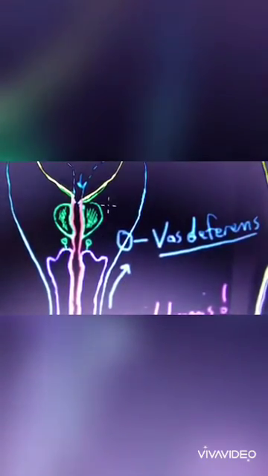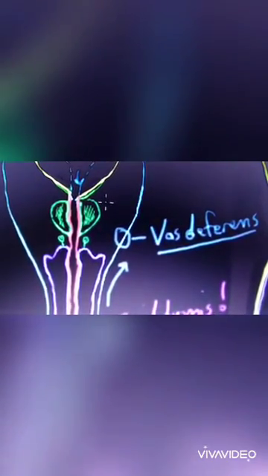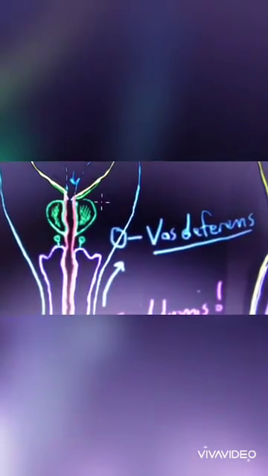The next important part is the vas deferens. The vas deferens is a long tubule which connects the epididymis with the urethra. The sperm travels through this tube. The vas deferens runs with a bundle known as the spermatic cord, which contains an artery and a vein that supply blood.